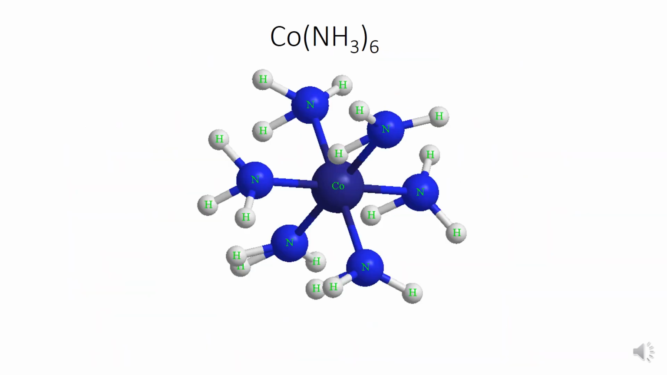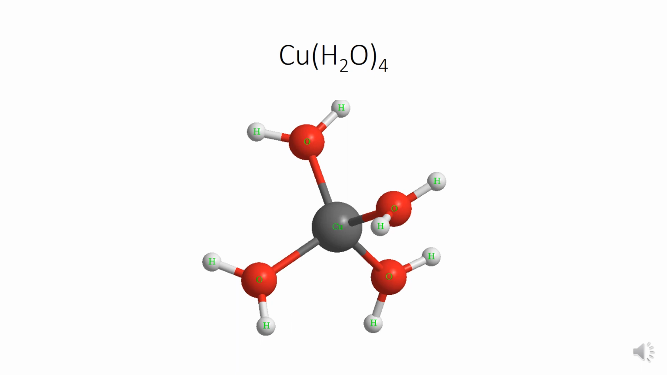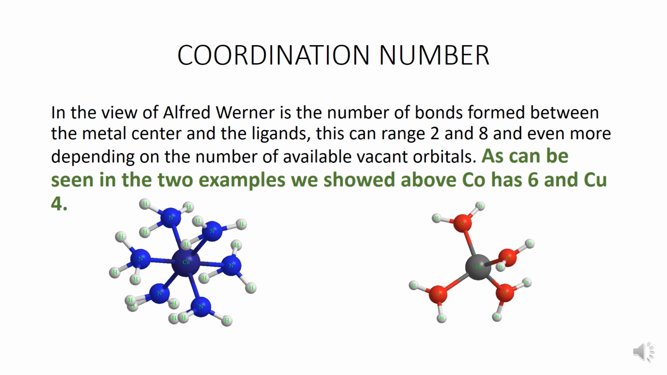As you can see by the geometry, it is here. Ammonia is surrounding cobalt in its geometry as you can see it here. That is hexaamine cobalt(II). And here you can see four molecules of water surrounding copper. Same applies. What do we therefore refer to as coordination number?